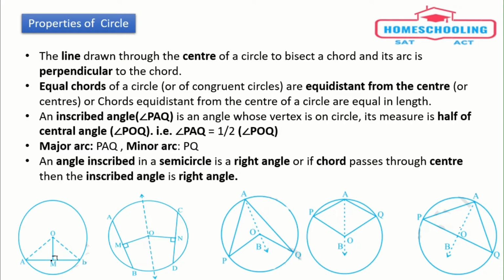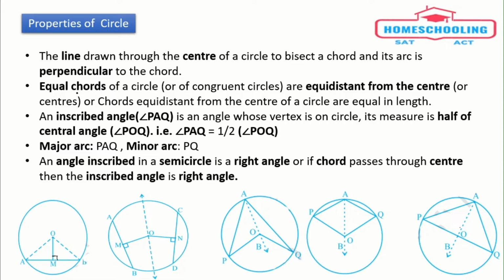The vice versa would be, if OM is perpendicular to AB, then these two would be of equal length. Then AM and MB would be of equal length. So you have to remember these properties.